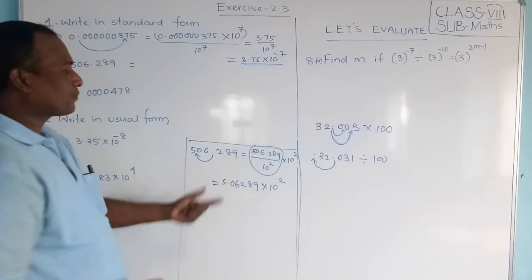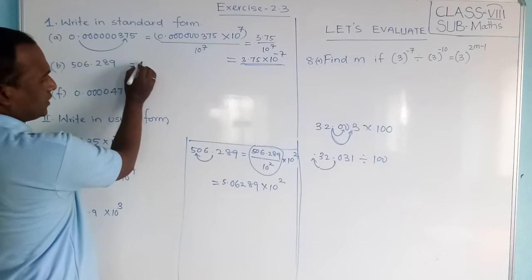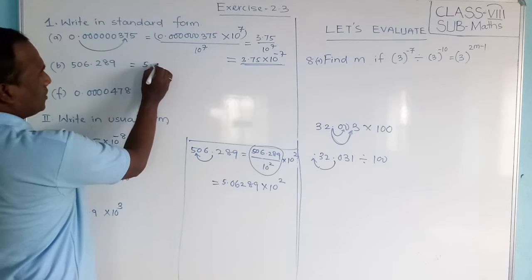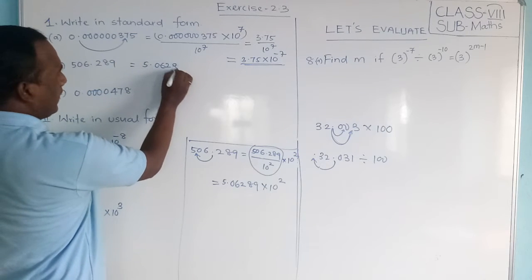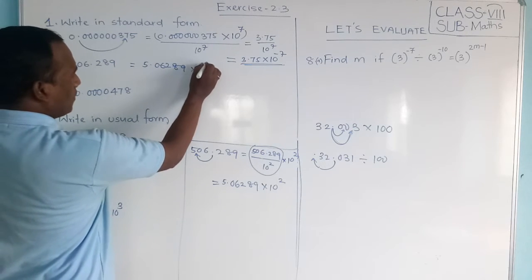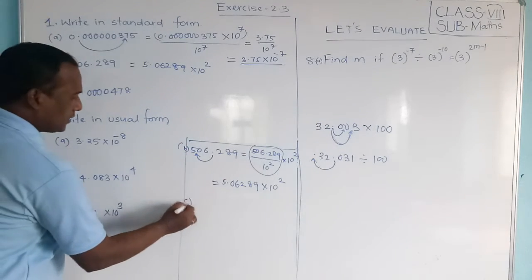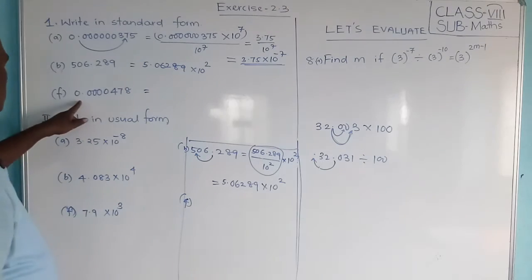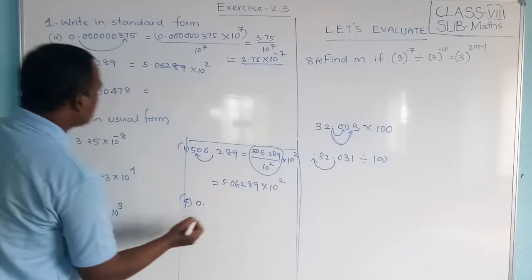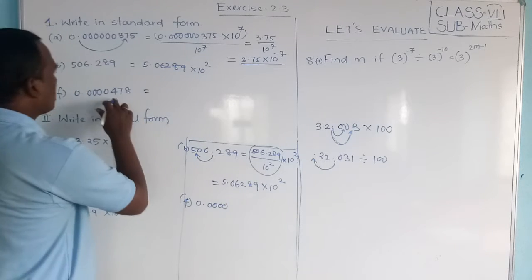Are you clear, friends? This is the answer. So we can write here 5.06289 into 10 power 2. Okay, this is the first one. Now I will explain the next one, friends. What is given? 0.0000478 is equal to.